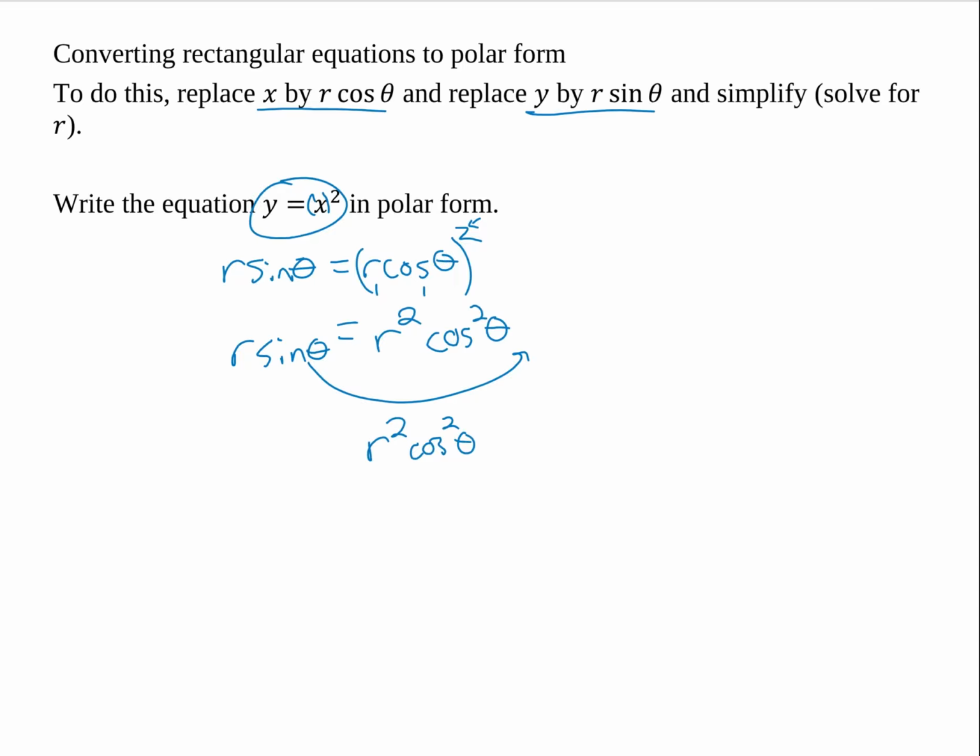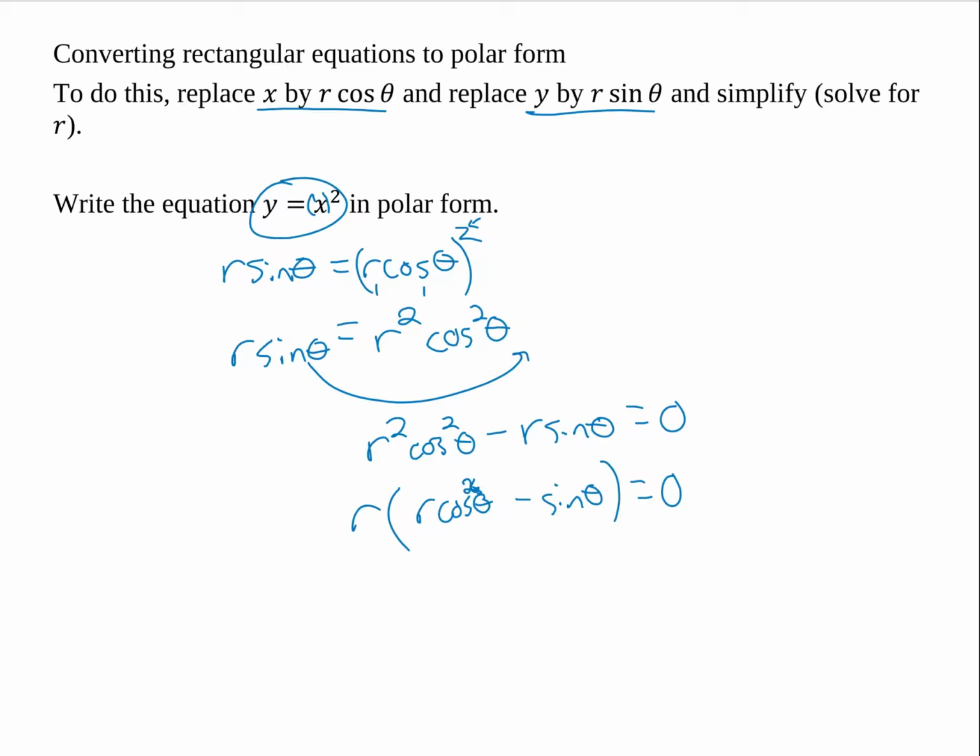So we have r squared cosine squared theta, minus r sine theta equals 0, since I moved these over. Okay, so now we can pull out a GCF of r. So we have r times (r cosine squared theta minus sine theta) equals 0.